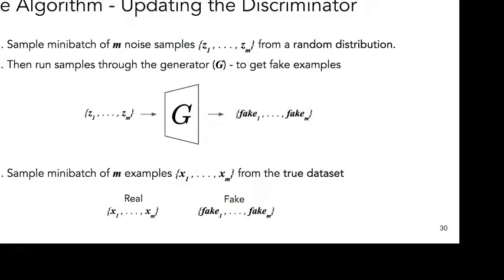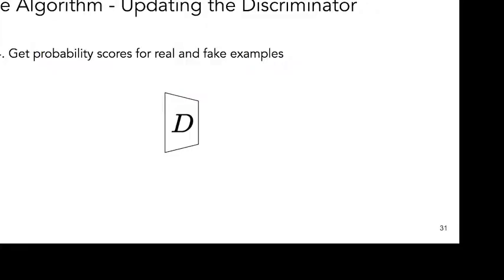Now with these real and fake examples, we're going to update the discriminator. We update the discriminator before we update the generator. So we get the probability scores. We're just going to run these real and these fake examples through, and we'll get two sets of probability scores that we'll know come from either the real or fake distribution. If the discriminator was doing well, the probability scores for those real examples should be much higher than those for the fake examples.